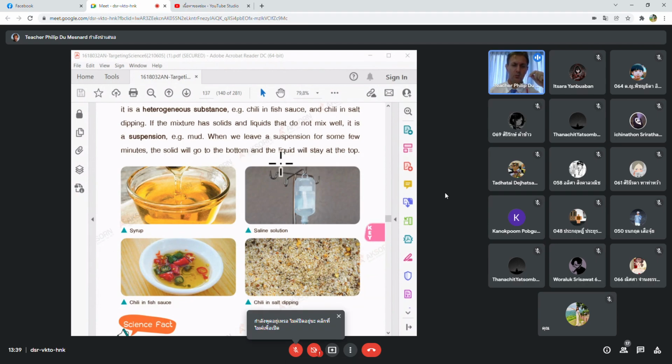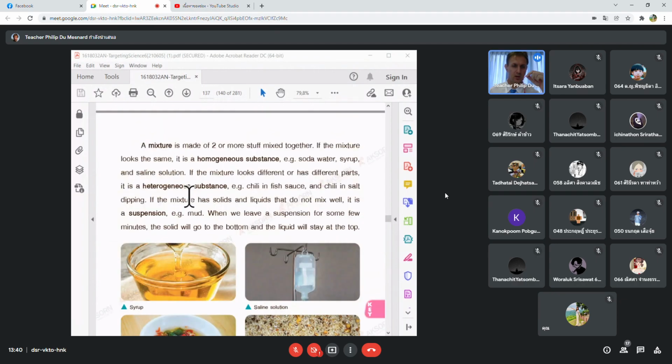Which one have only one color? The sand has about 3 or 4 colors, and the soup have, I think, 3 colors. What about the syrup? How many colors? 1 or 2, teacher. That's it. So the syrup is only 1, and the saline solution also is only 1. So that means they are homogeneous. Okay. So these two are homogeneous because only one color.